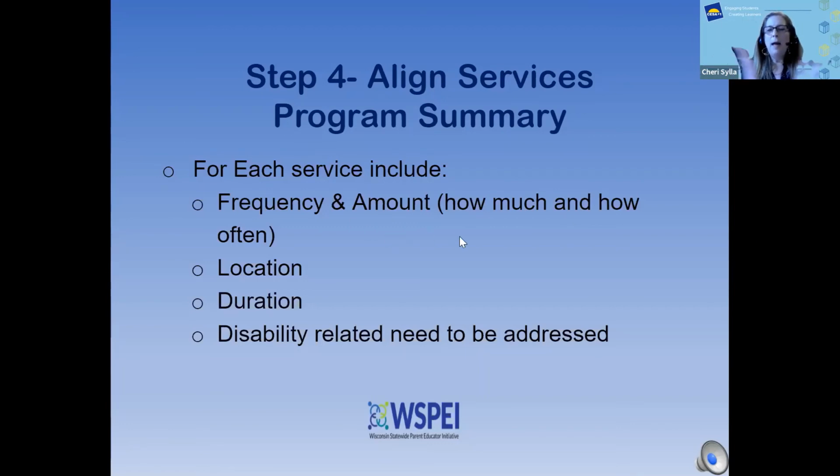All right. So step 4, aligning services, the program summary. So this is where we start talking about the services and support that are going to be written into the IEP that will help that student work towards those goals that we just identified. And we include with every service frequency and amount. So how much and how often will it occur, the location, the duration, and we identify which disability related need is being addressed, as well as the goal.